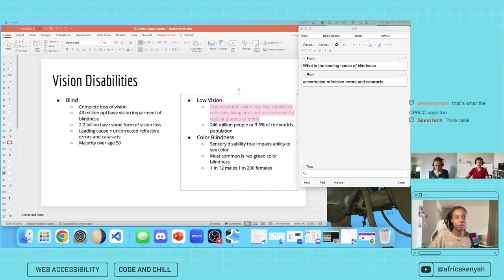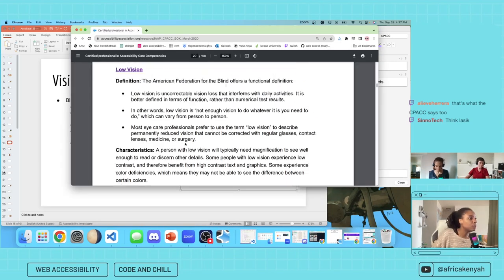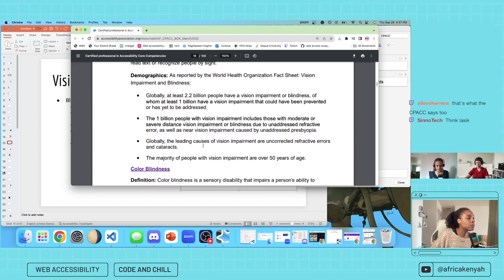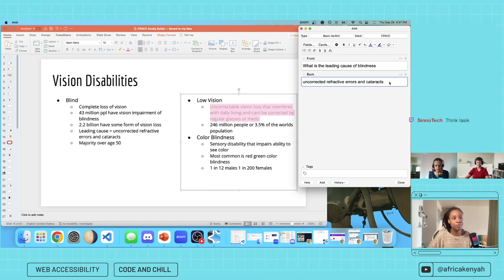All right, let me pull this back up. Where did I put it? Here we go. Oh, I was wrong. Those were the leaders of the uncorrected vision loss. Yep. The leading causes of vision impairment are uncorrected refractive errors. Yep. And cataracts. And the majority of people who are vision impaired are over 50. Uncorrected refractive errors. I hope I'm gonna remember that.